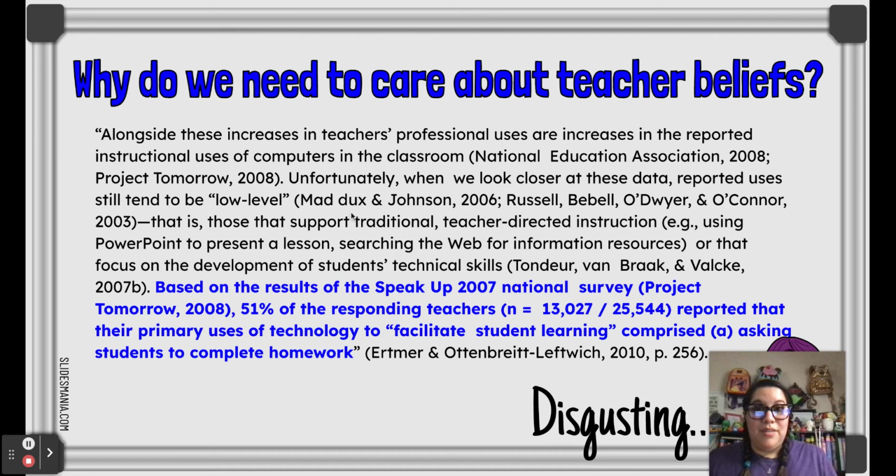So first, they talk about that we have a really low level of using technology in a classroom. A bunch of those teachers are only using PowerPoint to present a lesson. They encourage students to even just Googling to find information. But based on the results of the Speak Up 2007 national survey, part of Project Tomorrow, 51% of the responding teachers reported that their primary uses of technology to facilitate student learning comprised of just asking students to complete homework. This hurts me so much because I used to work for an ed tech company, where we did professional development and training and teaching teachers how to incorporate technology into their classroom in every subject. And so when we're only asking students to complete homework online, we're really doing them a disservice. So I had to add that I found that disgusting.